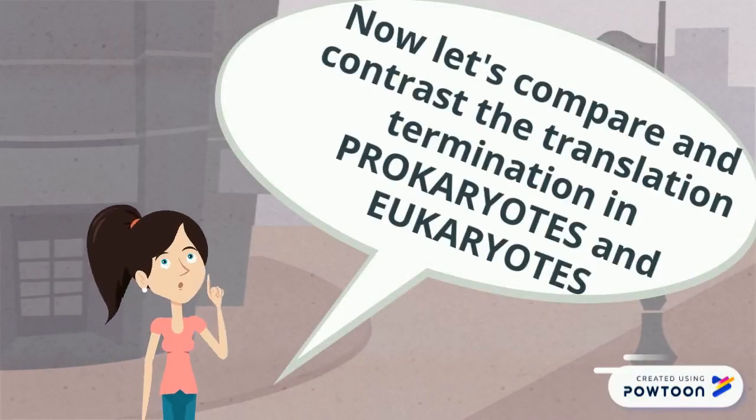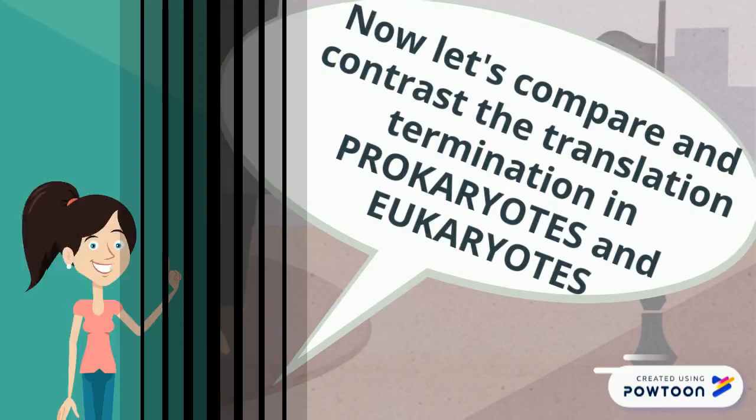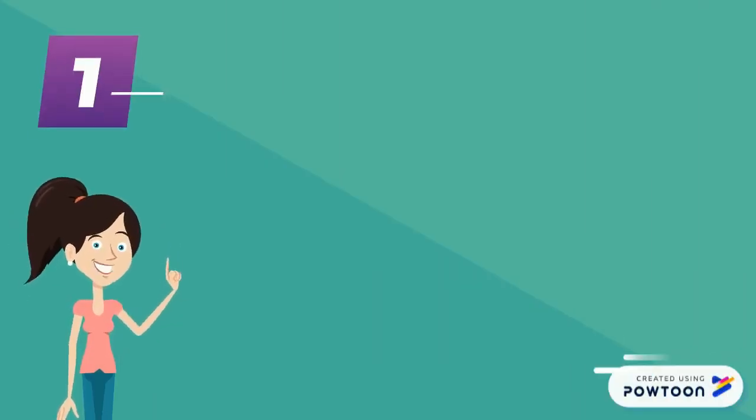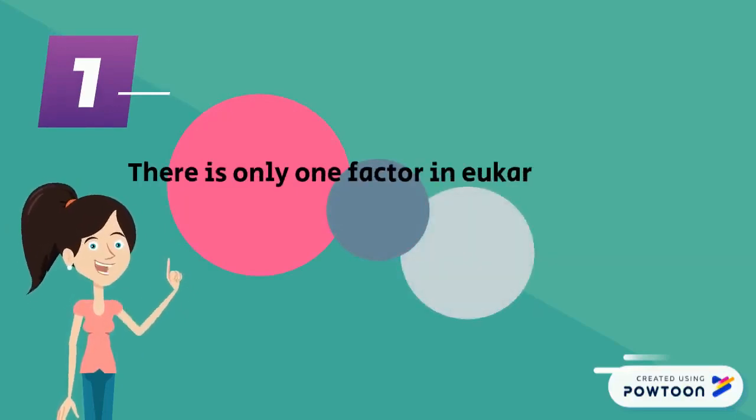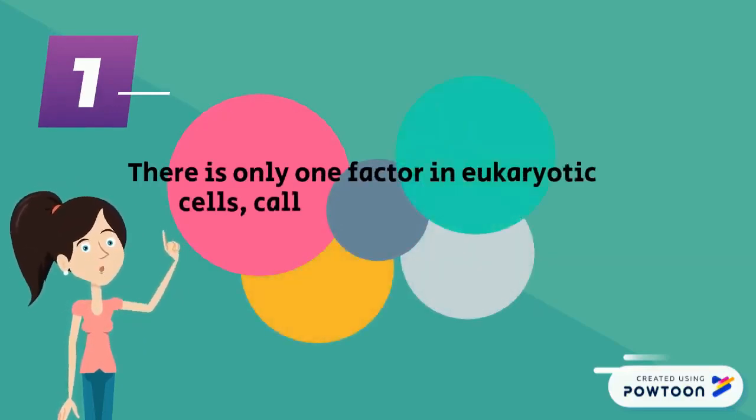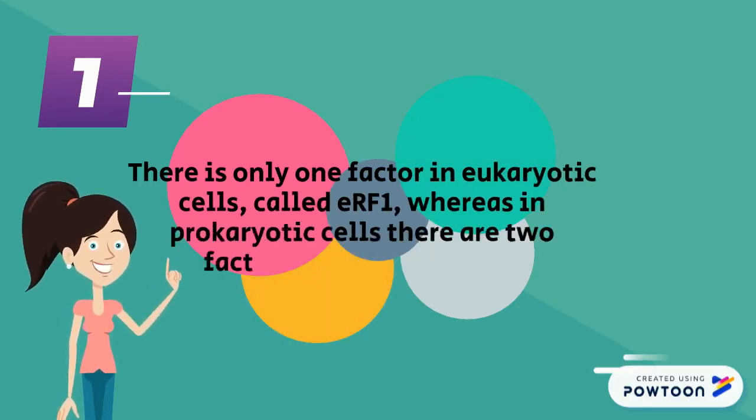Now, let's compare and contrast the translation termination in prokaryotes and eukaryotes. First, there is only one factor in eukaryotic cells called eRF1, whereas in prokaryotic cells there are 2 factors called RF1 and RF2.